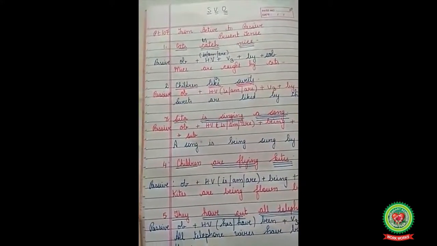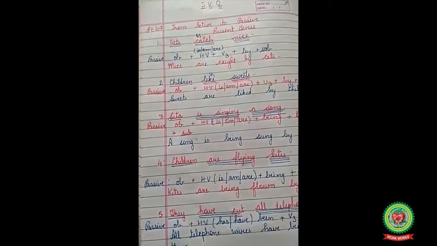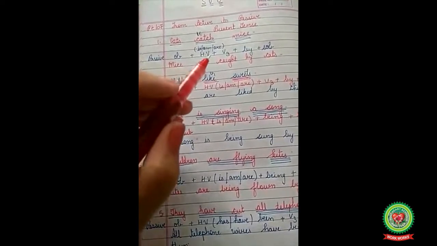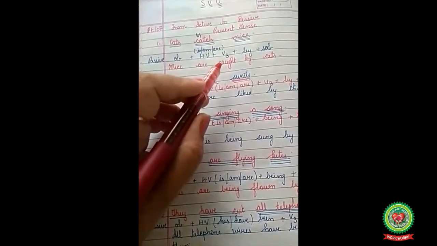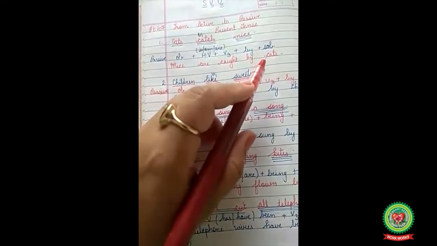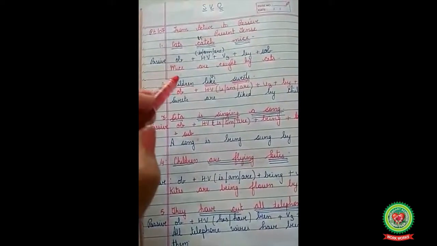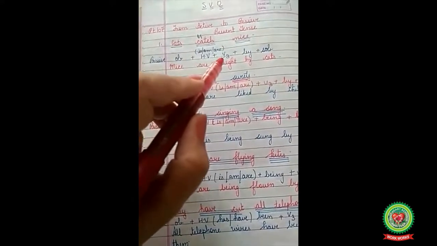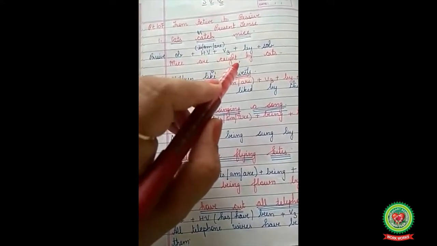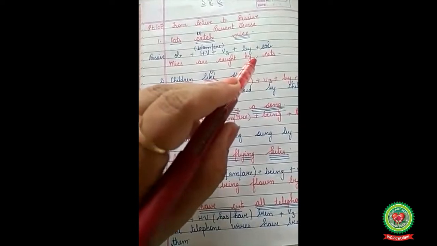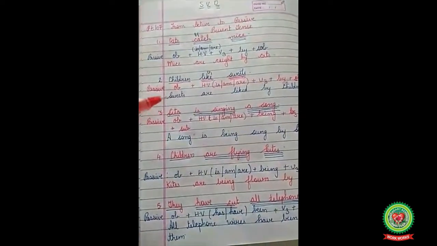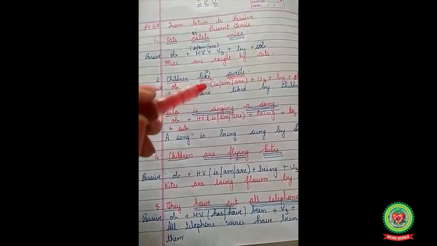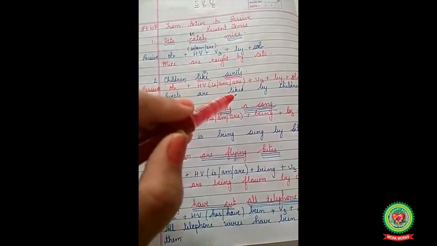Now the rule in passive, simple present tense, is object plus helping verb is/am/are plus verb in participle form plus by plus subject. So we'll fill in all the things. Mice is the object, helping verb is are, V3 is caught, by, cats is the subject. Similarly, sentence 2, children like sweets. Object is sweets, helping verb are, liked is V3, by, children.